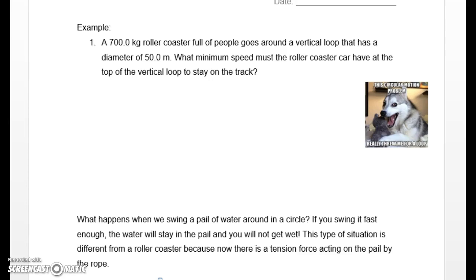So a 700 kilogram roller coaster full of people goes around a vertical loop that has a diameter of 50.0 meters. What minimum speed must the roller coaster have at the top of the vertical loop to stay on the track?